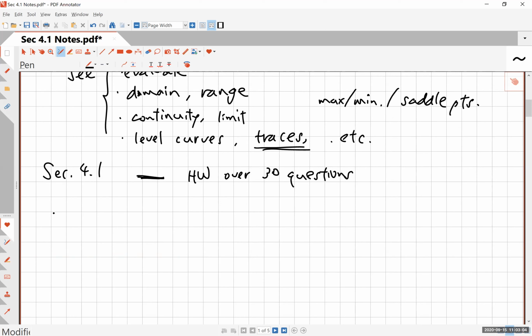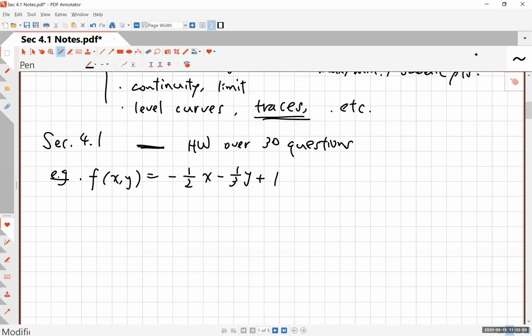Let me give you an example of these. f(x, y) is equal to, the first one, this sounds weird maybe, negative 1/2 x minus 1/3 y plus 1. Let's see what this is. I think it's obvious that the domain is all of (x, y). Now, you can no longer say the domain is the set of all real numbers, because now the domain consists of x and y. So this will be the entire R2.